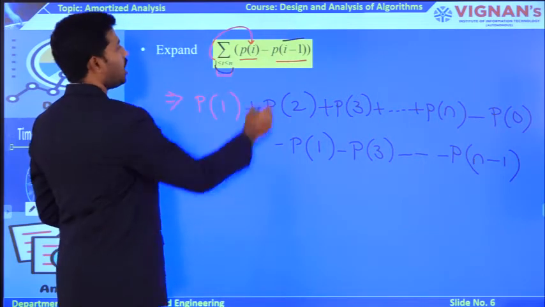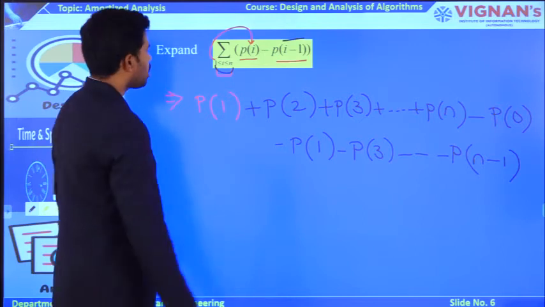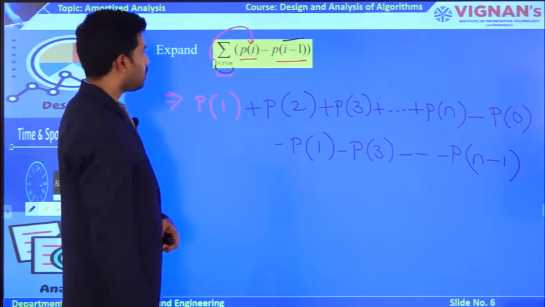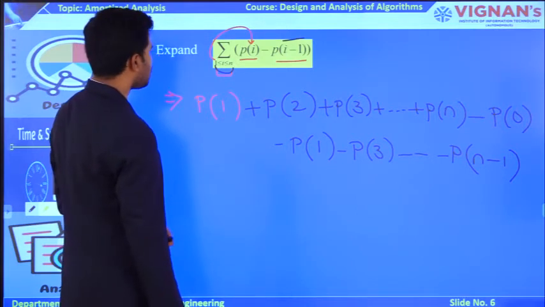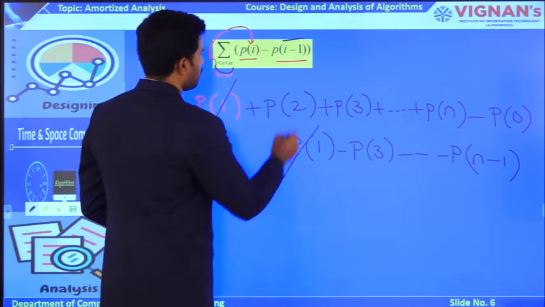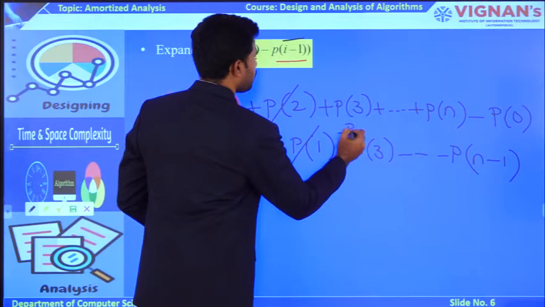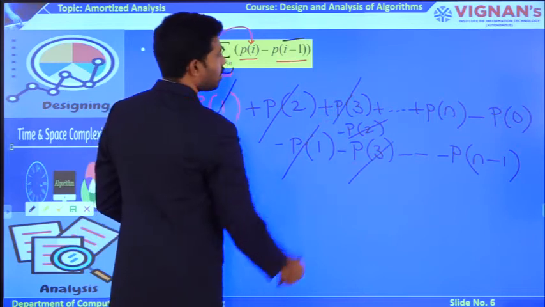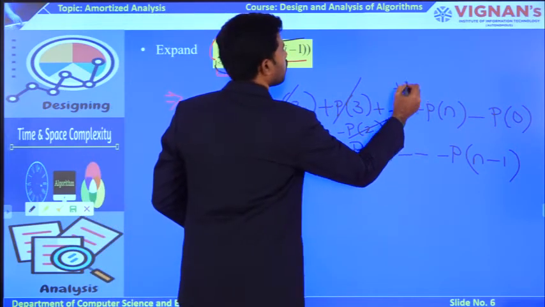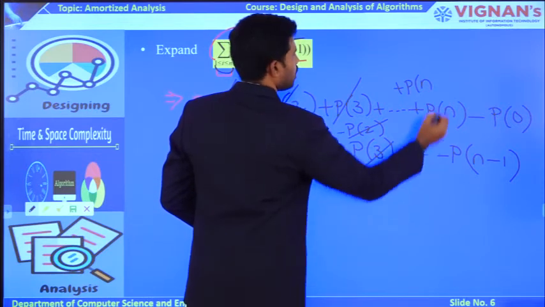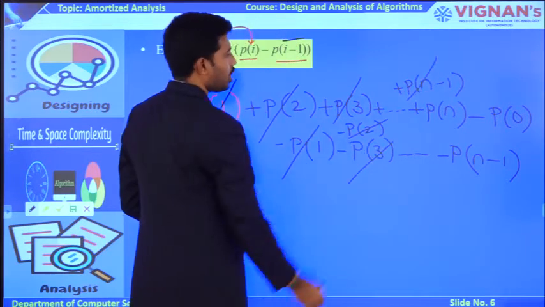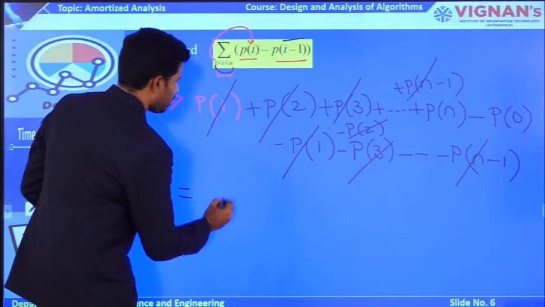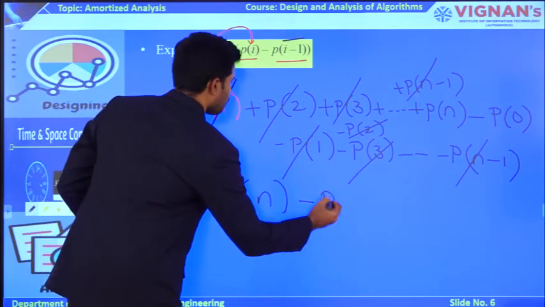Okay, I am substituting the value n for the last iteration. Now try to focus on which terms are going to cancel each other. Ultimately the terms cancel: plus P of 1 minus P of 1, plus P of 2 and minus P of 2 also cancel, and plus P of 3 minus P of 3. Likewise, plus P of n minus 1 and minus P of n minus 1 cancel, and you will get the remaining terms as P of n minus P of 0.